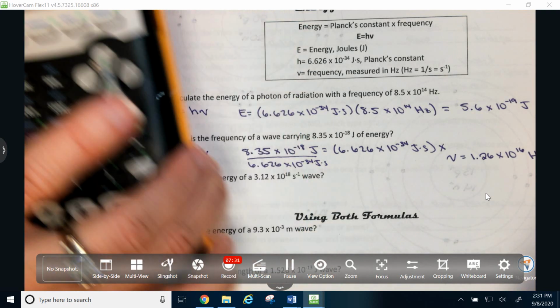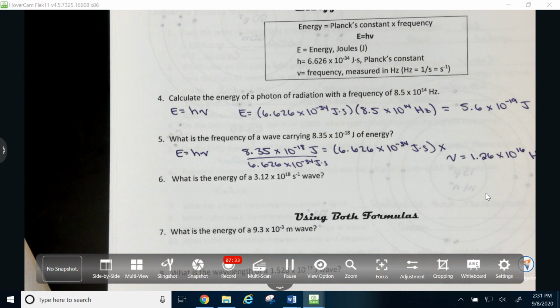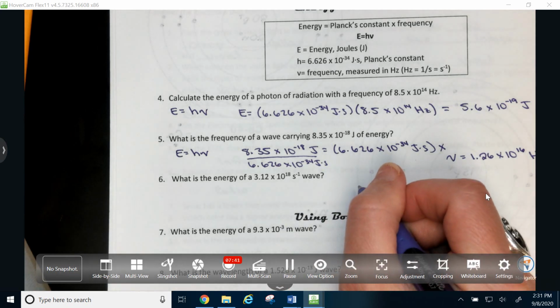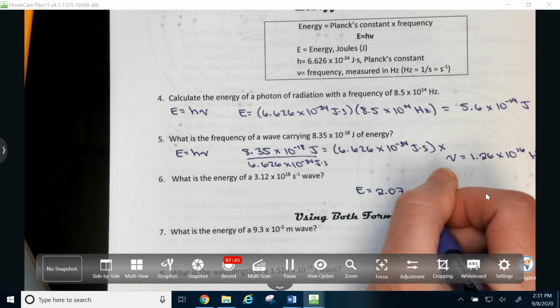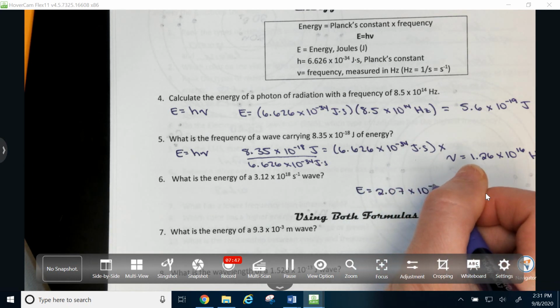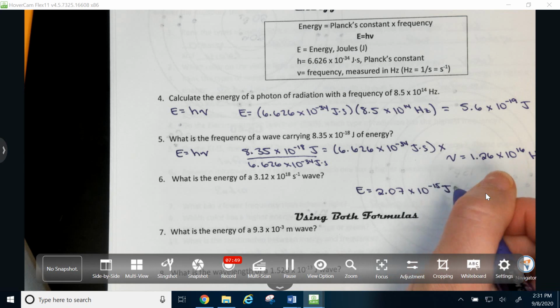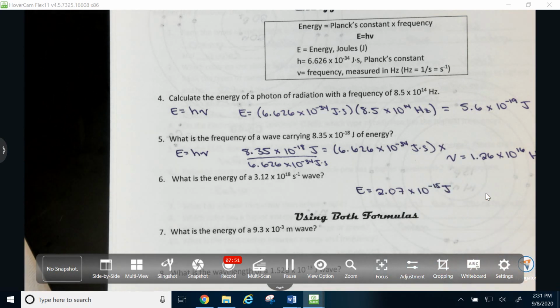Okay, I want you to try number 6 by yourself. You should be getting an answer of energy is going to equal 2.07 times 10 to the negative 15. So make sure you get that. Reach out if you're not getting that.